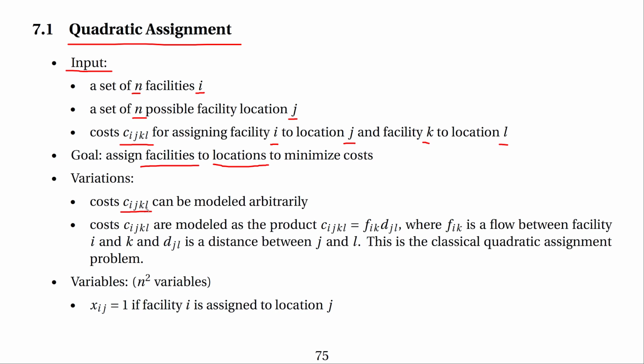And a second variation only allows a limited form of this modeling, so every cost Cijkl has to be modeled as the product of two other functions. So Cijkl is the product of fik and djl, where fik is a flow between facility i and k, and djl is a distance between the facilities j and l. And this is the classical quadratic assignment problem.